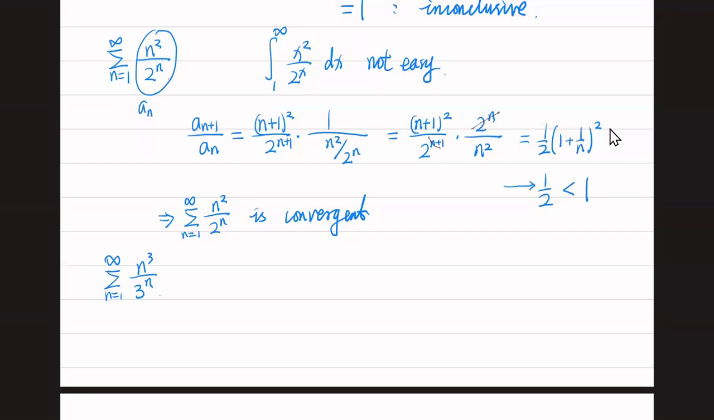Let's simplify the ratio, a n plus 1 over a n. I'm going to replace n by n plus 1. I get a n plus 1, n plus 1, and flip this a n. Flip this a n will be 3 to the n over n cubed. Simplify, 1/3.